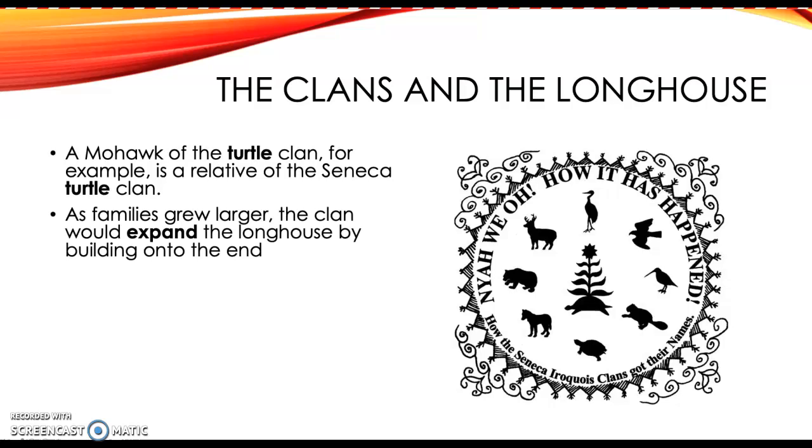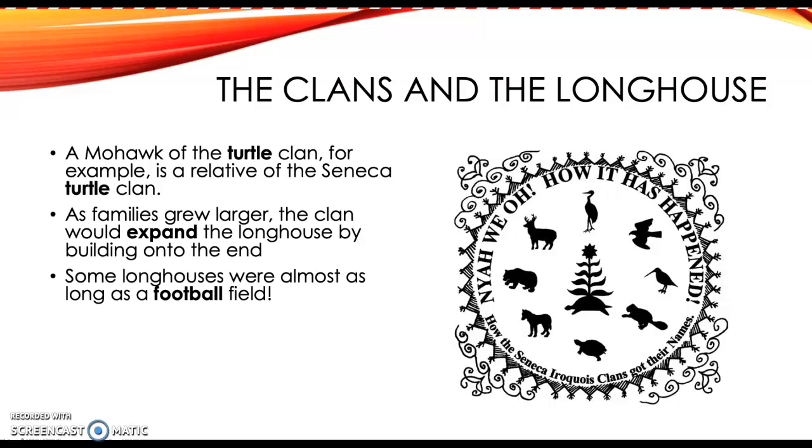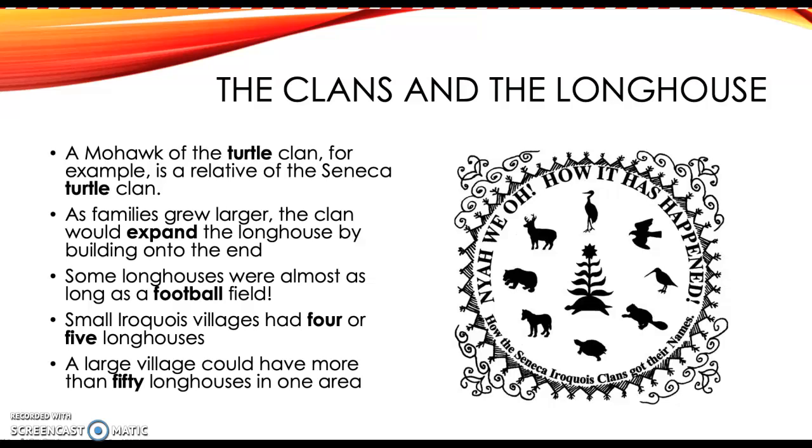As families grew larger, the clan would expand the longhouses by building onto the end. Some longhouses were almost as long as a football field. Small Iroquois villages had 4 or 5 longhouses. A large village could have more than 50 longhouses in one area.